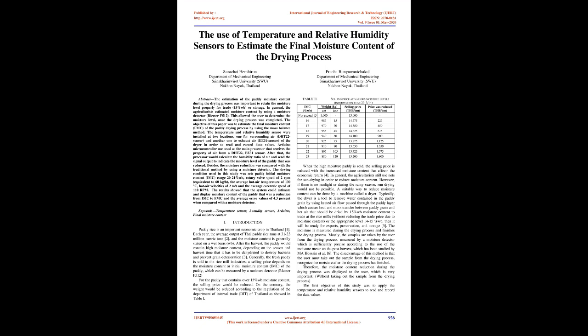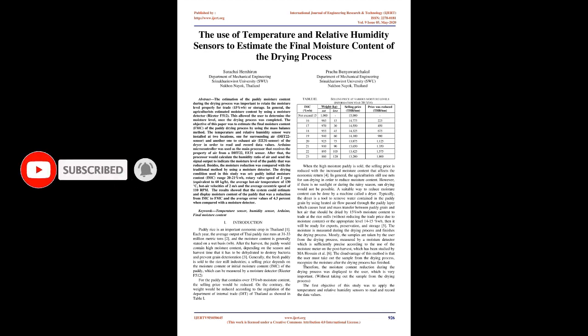The drying conditions used in this study were set as: paddy initial moisture content, IMC, range 20-21% WB, rotary valve speed of 2 rpm, equivalent to 60 kg/h, the average hot air temperature of 130 degrees Celsius, hot air velocity of 2 m/s and the average eccentric speed of 110 rpm.